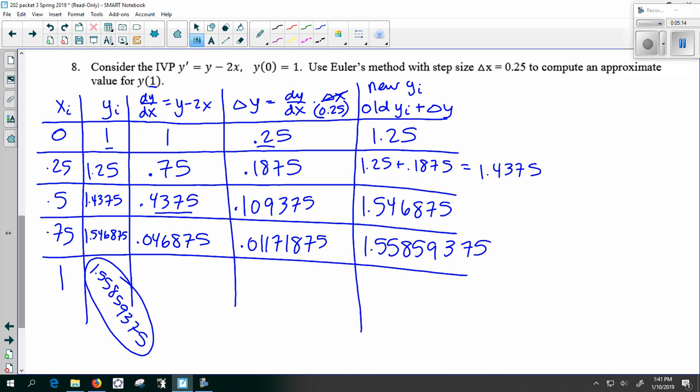So I'm done. It's easy to forget when you're done and that you don't have to fill out the whole rest of that row.